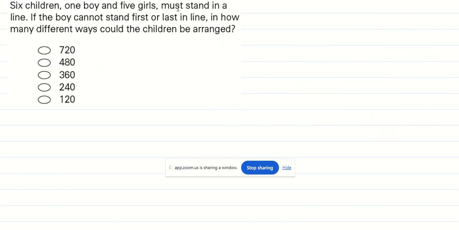The question reads: 6 children, 1 boy and 5 girls, must stand in a line. If the boy cannot stand first or last in the line, in how many different ways could the children be arranged? Very simple. Look at the condition. There are 6 children in all: 5 girls and only one boy. The boy cannot sit first or last.